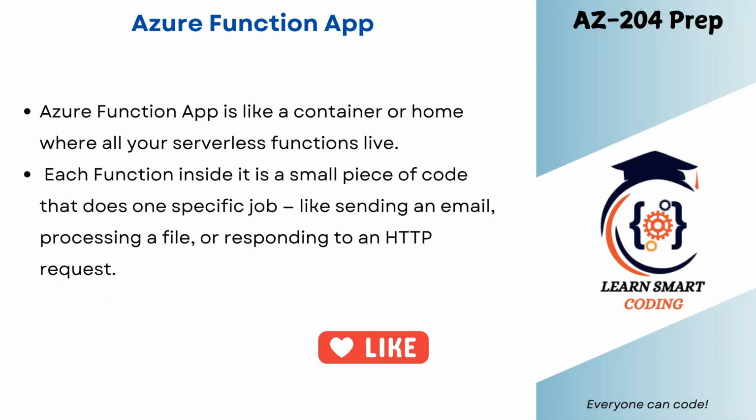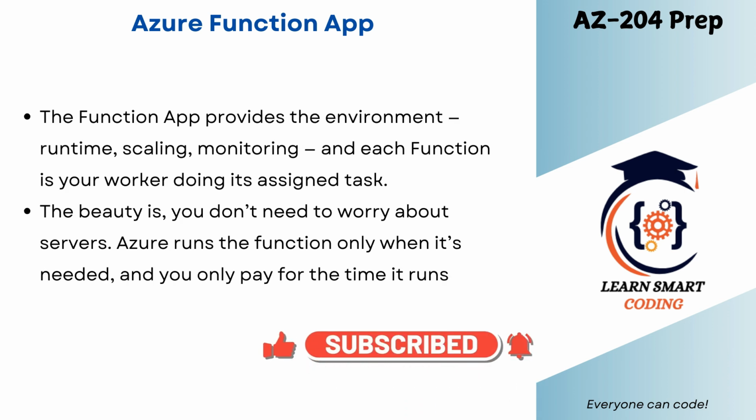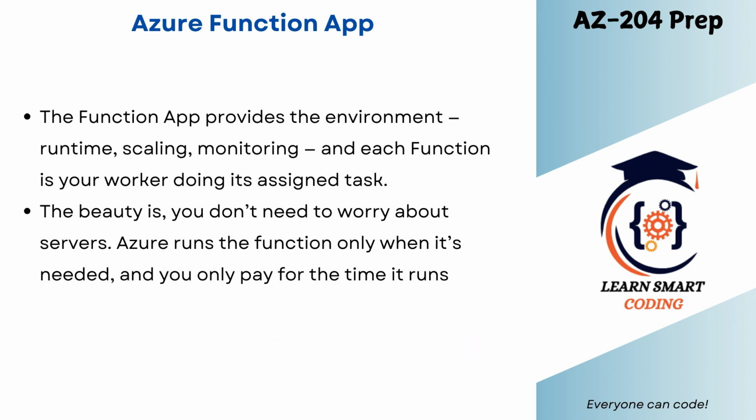Azure Function App is like a container or home where all your serverless functions live. Each function inside it is a small piece of code that does one specific job, like sending an email, processing a file, or responding to an HTTP request. The function app provides the environment, like runtime, scaling, and monitoring, and each function is your worker doing its assigned task.